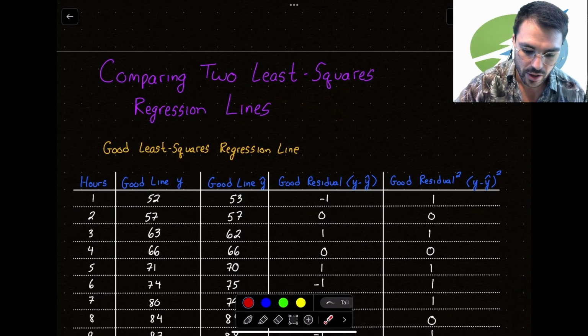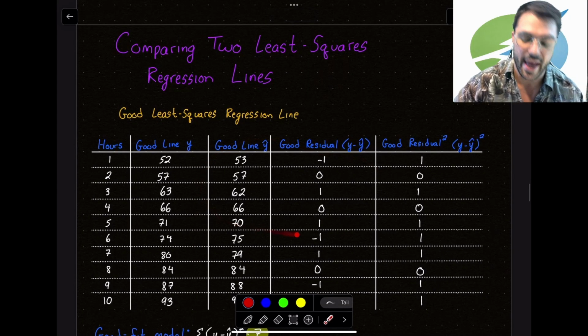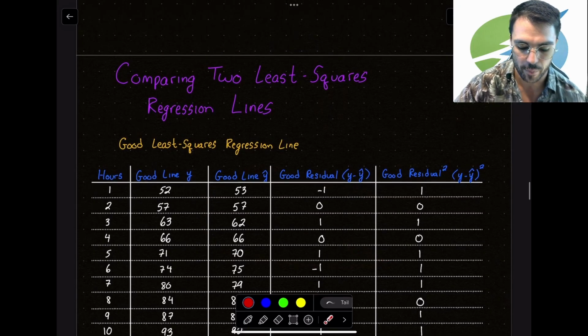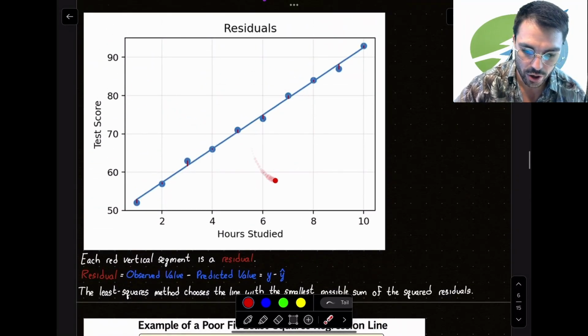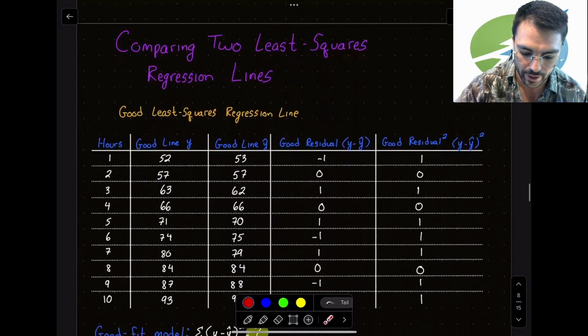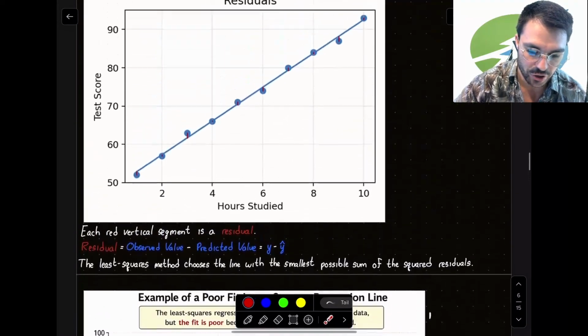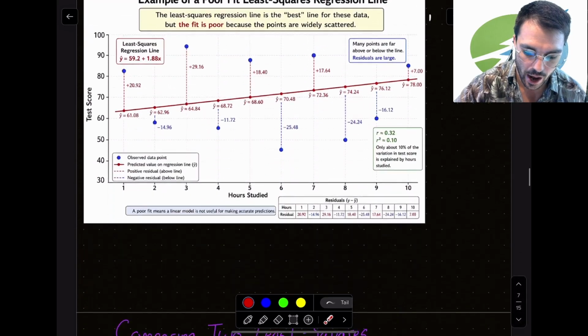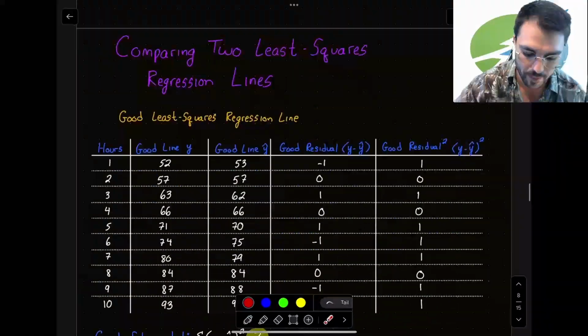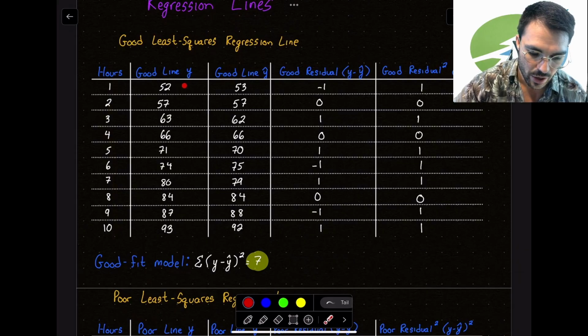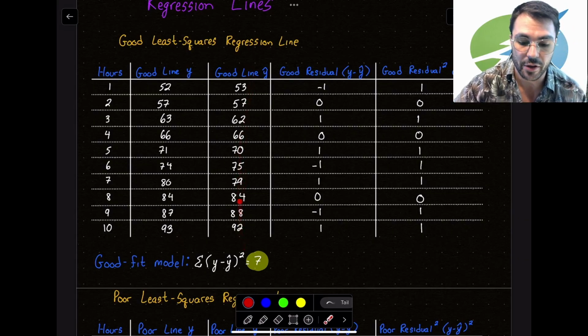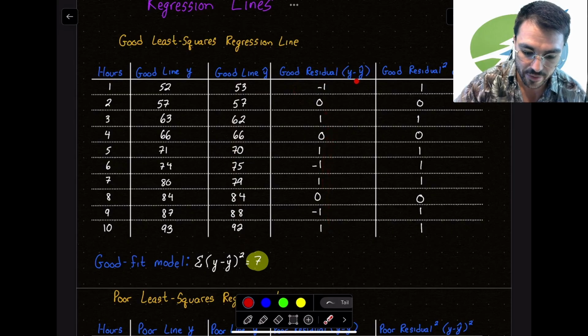So comparing the two. This is just a table looking at the points for our good line versus our poor fit line. On our good line, again, I just took the points from this graph, and I put them on a table. So here are our X values and these are our Y values for the points. In this column here, we have our Y value for our regression line. In this column, we take the difference of the value here minus the value here.